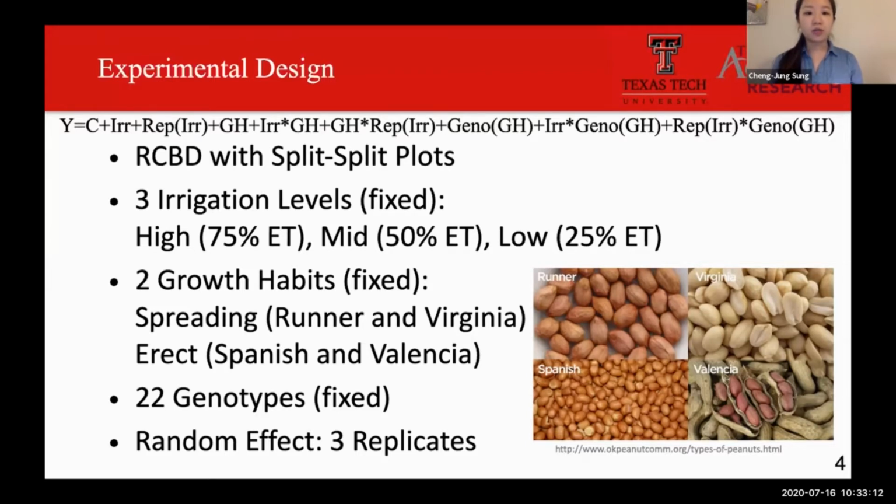And also there are 2 growth habits in this model, including the spreading and erect type. So the spreading type, including Runner and Virginia, these 2 market types. And as for the erect type, it includes the Spanish and Valencia, these 2 market types. And in this project, we use 22 genotypes. And there's another random effect we use here. So we have 3 replicates within each irrigation level.